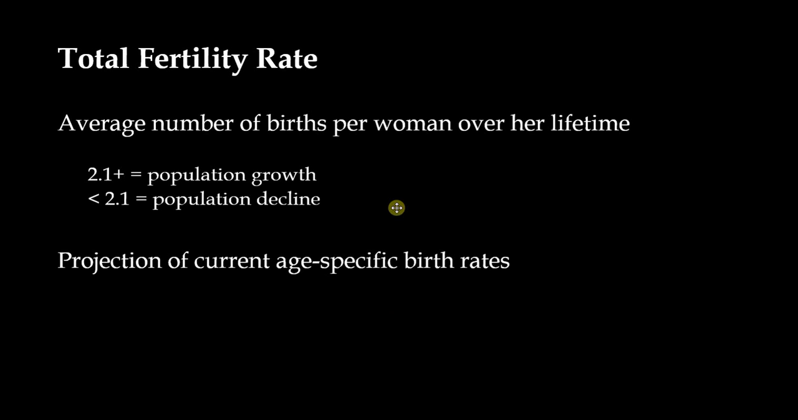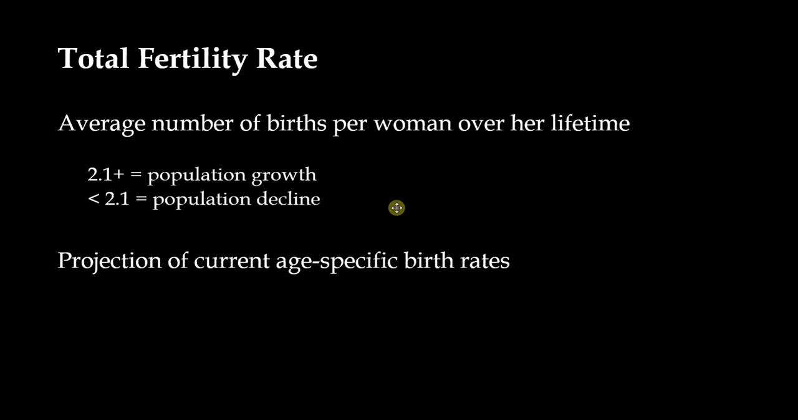The total fertility rate is the most important common measure of fertility that we have. It is an estimate of the average number of births per woman over her lifetime. The reason it's so useful and important is because it allows us to project into the future and see what's happening with the population as far as growth or decline.